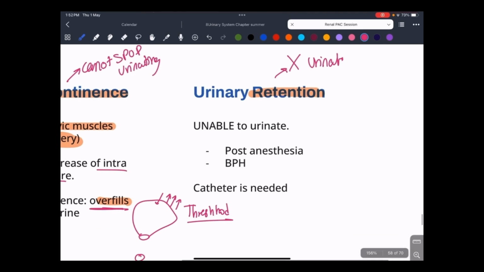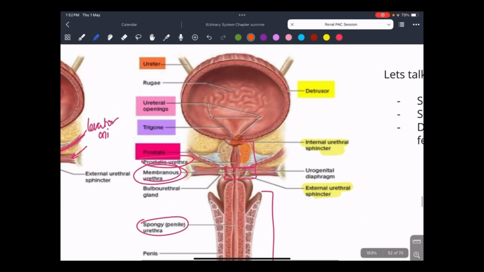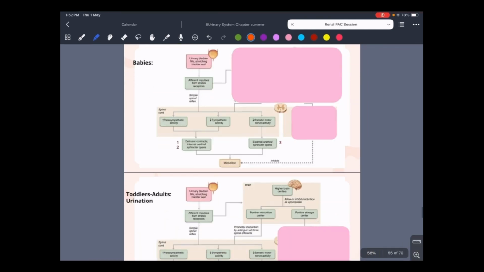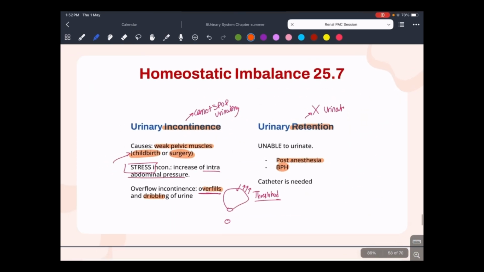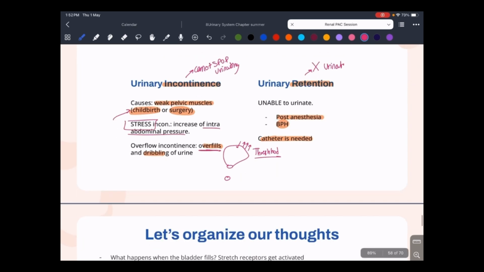And then urinary retention is the exact opposite. Could be due to post-anesthesia or BPH. BPH is called benign prostatic hyperplasia. See the prostate here? When it gets bigger, it's called benign prostatic hyperplasia, okay? And this of course causes urinary retention because it presses on the prostatic urethra and thus it makes it harder for urine to leave. And here a catheter is needed. This is an emergency, by the way. If someone cannot urinate for a long amount of time and it starts to be painful, it's an emergency and they have to go to the emergency room to get the urine drained right away, okay?